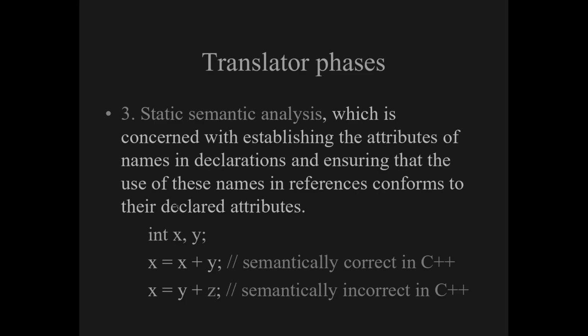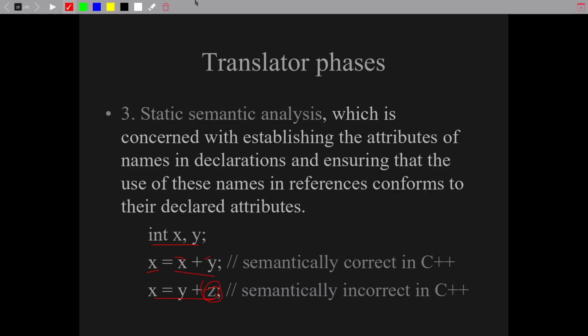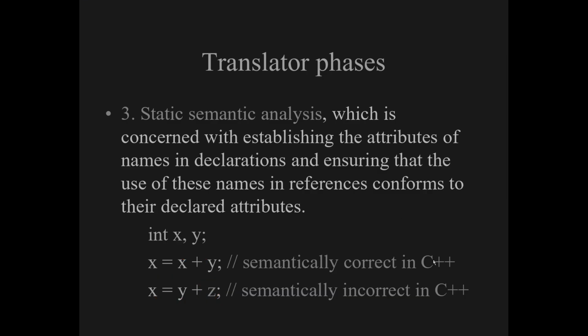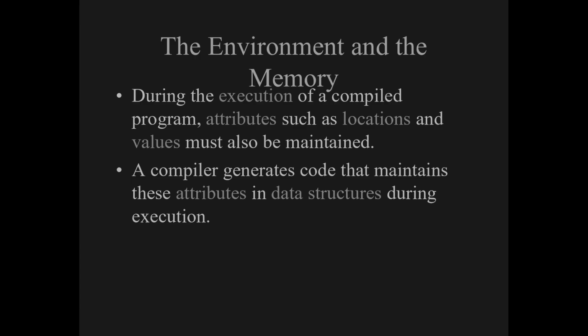For instance, you have two integers, x and y. x equals x plus y. This is totally fine. You're adding an integer with another integer, for example. Now, this is semantically incorrect because in this case, we didn't declare what z is. Because of that, there's no way for us to tell how we should interpret the meaning of the statement. So that's an example of static semantic analysis.